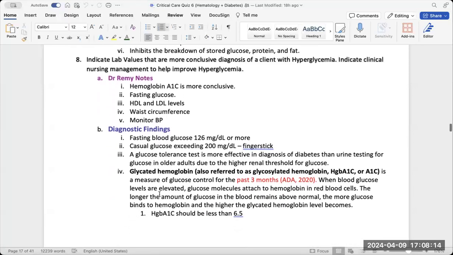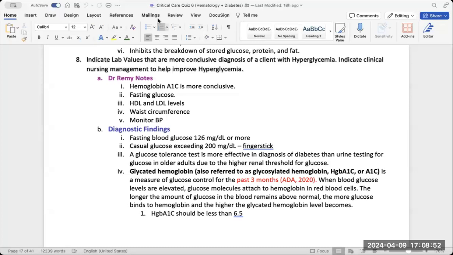The last thing is to indicate lab values that give a more conclusive diagnosis of a client with hyperglycemia, and indicate clinical management to help improve hyperglycemia. So hemoglobin A1C is the most conclusive. Why? Because with hyperglycemia, or someone who has diabetes mellitus, it tells us how well they've been managing their high blood sugar over the course of 3 months. Fasting sugar levels, urine analysis, a casual sugar reading, those tell you how their sugar is today, but that doesn't tell you how they're doing over the span of 3 months.